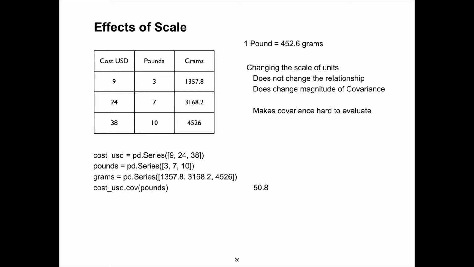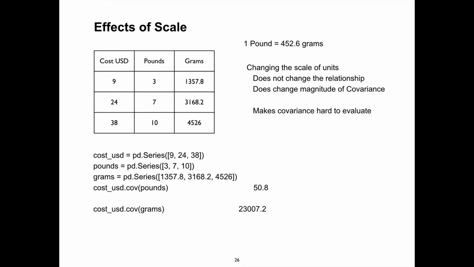And so using pandas, we can compute the covariance. I create a series of the costs and the pounds, and also the grams, and then I can just call cov on the cost, and because of the pounds, I get a value of 50.8. If I do it for grams, I get 23,000, right?